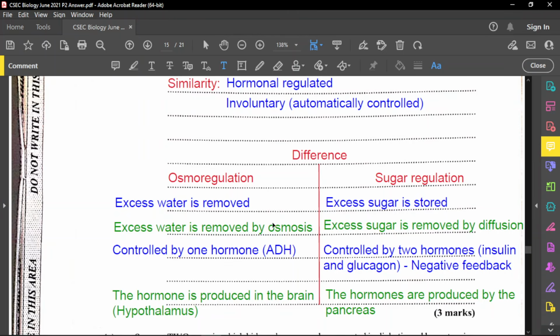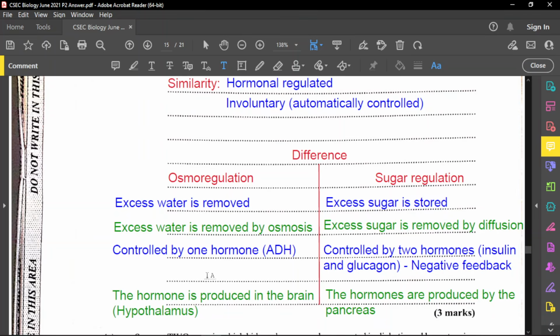However, for glucose or sugar, the excess sugar is moved by diffusion. So if you have excess sugar anywhere, it moves by diffusion, but excess water is moved from cells or the blood by osmosis. All right. As a matter of fact, osmosis is a form of diffusion, as you know, but it's diffusion of water. All right, but there are two different processes.